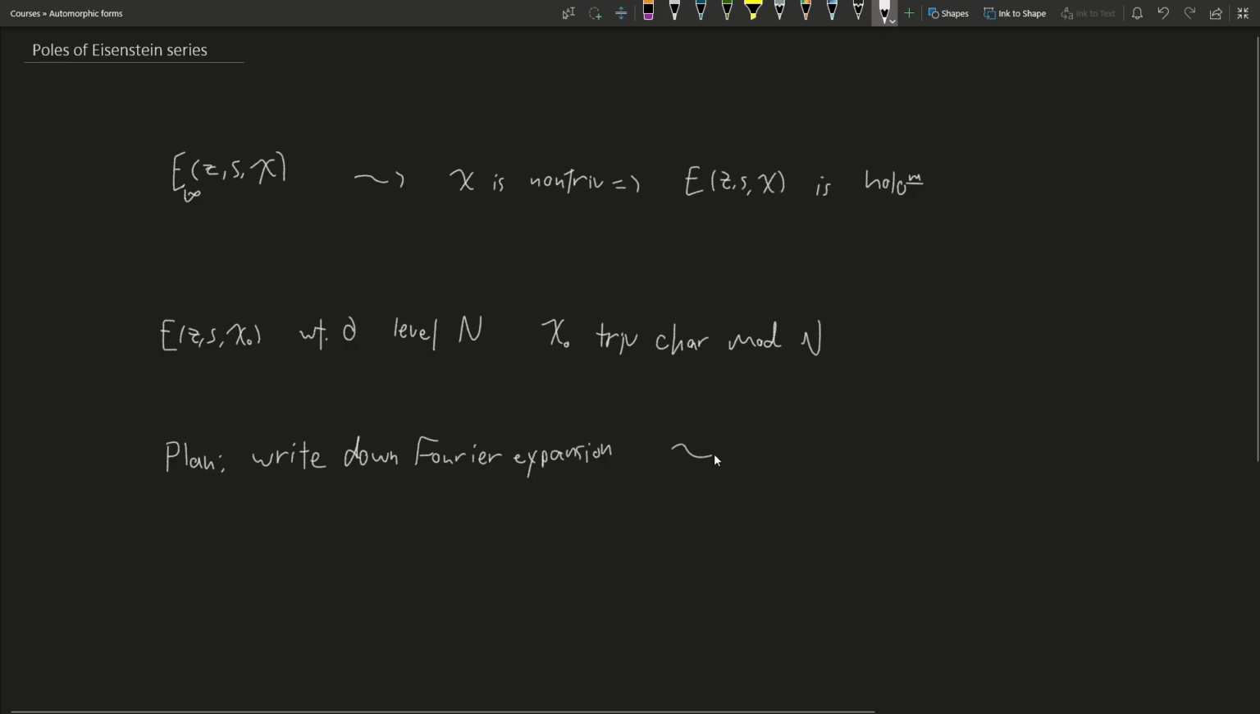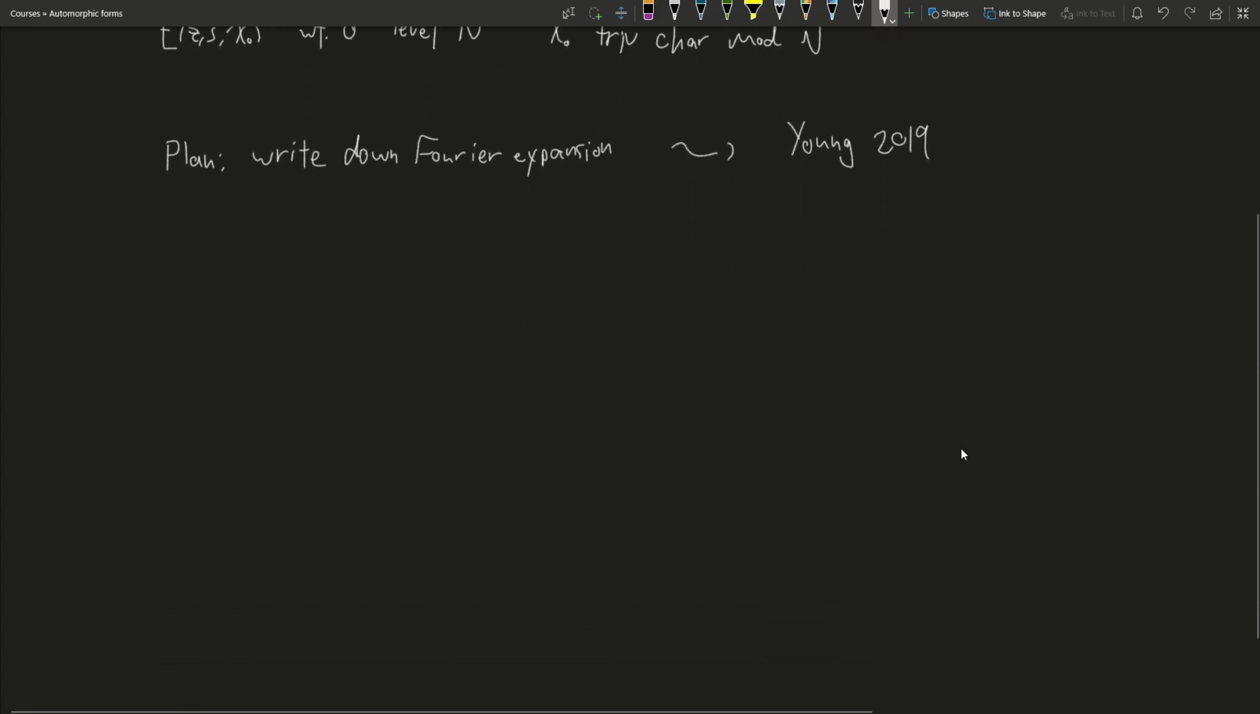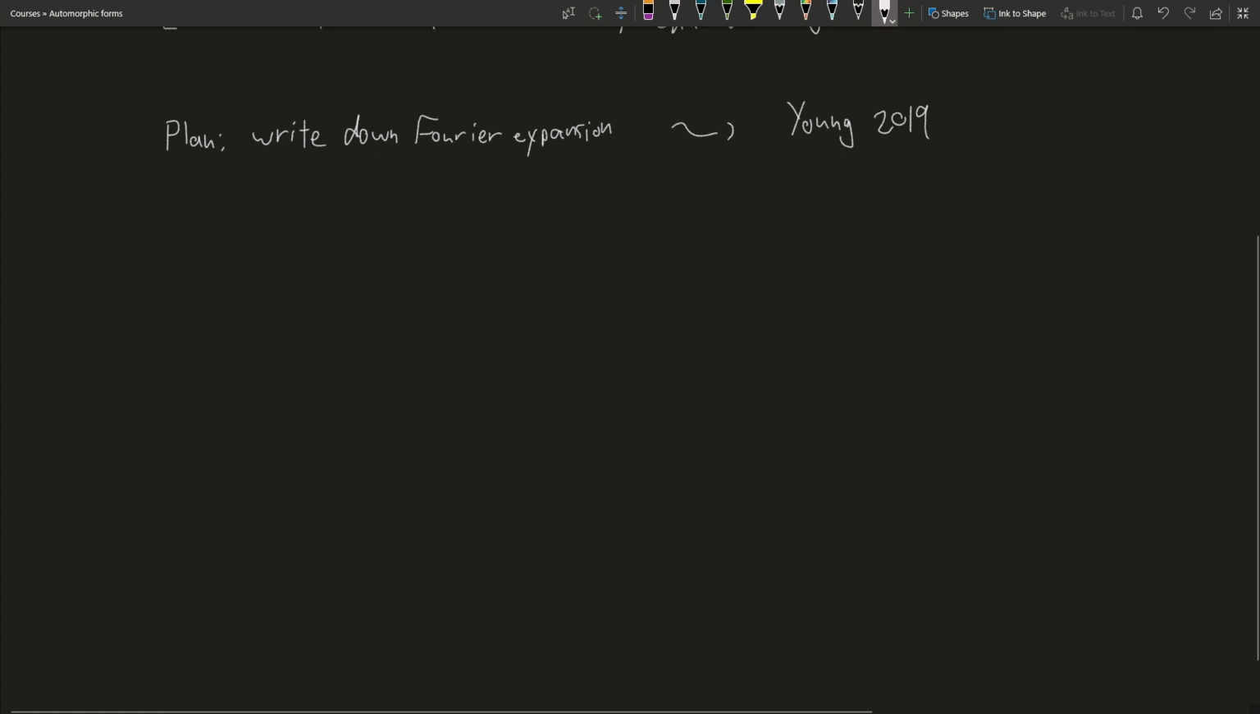So to write down the Fourier expansion, I'll use the same reference that I've recommended before, which is this paper of Matthew Young from 2019 called Explicit Calculations with Eisenstein Series. Now, there you have to be a little bit careful. There's a lot of notation in that paper, and you need to make sure that what you're looking up is exactly the thing that you want.